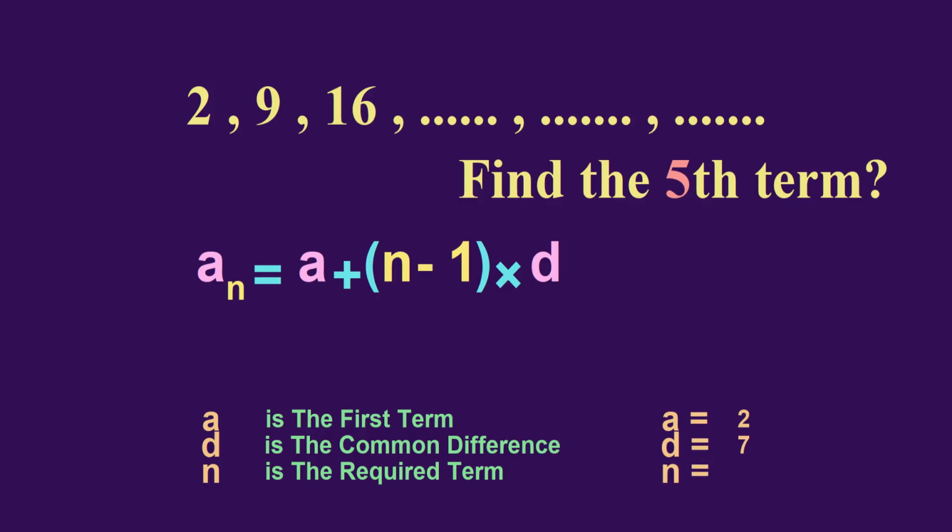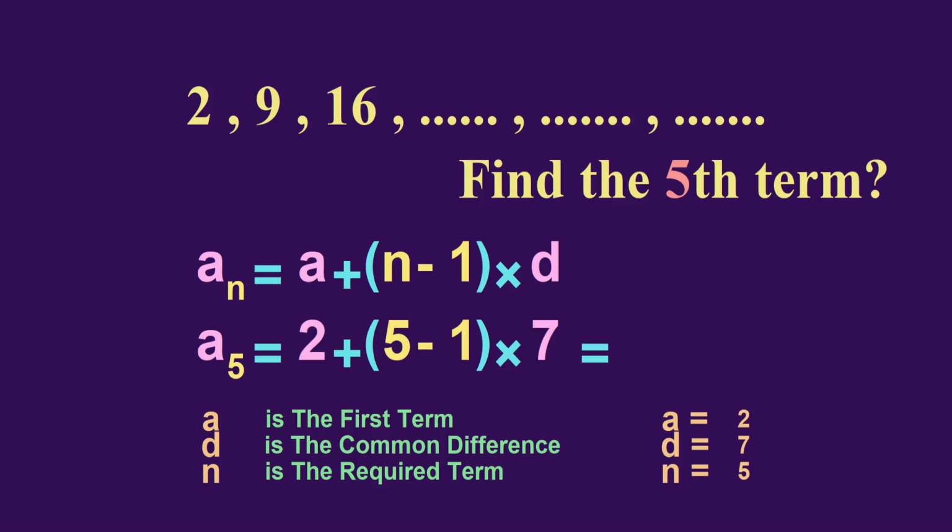n equals 5. We substitute the values of a, d, and n into the formula, and we get that a_5 equals 2 plus (5 minus 1) times 7, which equals 2 plus 4 times 7, which equals 30. And this was the solution by using the formula method.